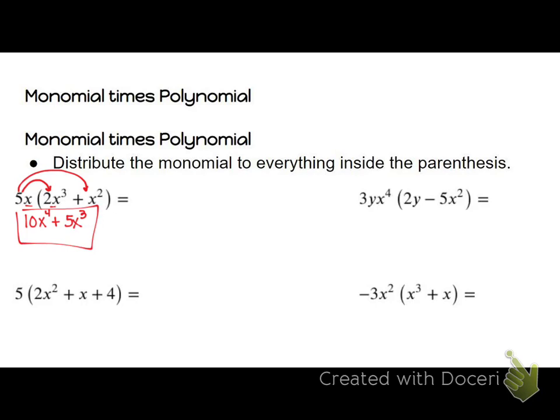Again, I'm going to take my monomial and distribute it to every term within my parentheses. So 5 times 2x squared is 10x squared, plus. And then I distribute the 5 to the next term, and I get plus 5x. And then I distribute the 5 to the positive 4 and get positive 20.